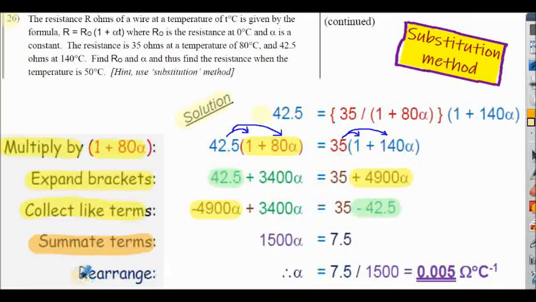And finally, we rearrange for alpha. So in other words, divide both sides by the 1500. So alpha is equal to 7.5 divided by 1500. So that's 0.005. And you have a unit of the ohm per degree C.